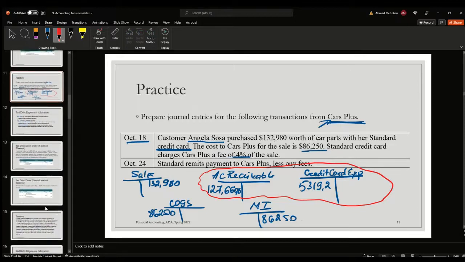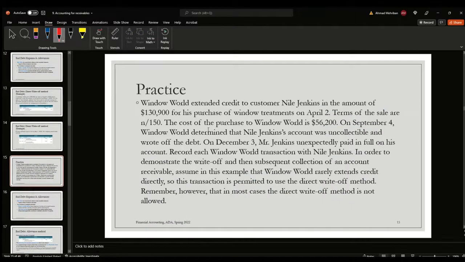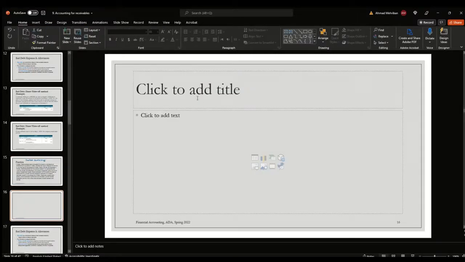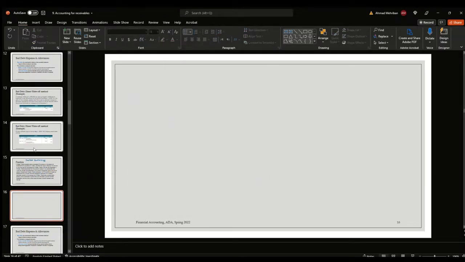Now, moving on to the next exercise that is related to our direct write-off method, where we discussed how companies recognize bad debt. So let me just write it here. So this is the bad debt direct write-off method. I don't really have much space in here, but let's just do it in a new slide that I'll create. Let's use the blank one. So let's remove this, and I will be doing the writing in here.